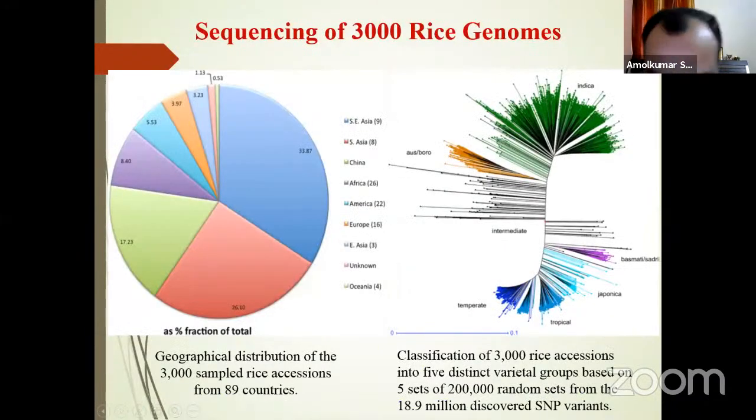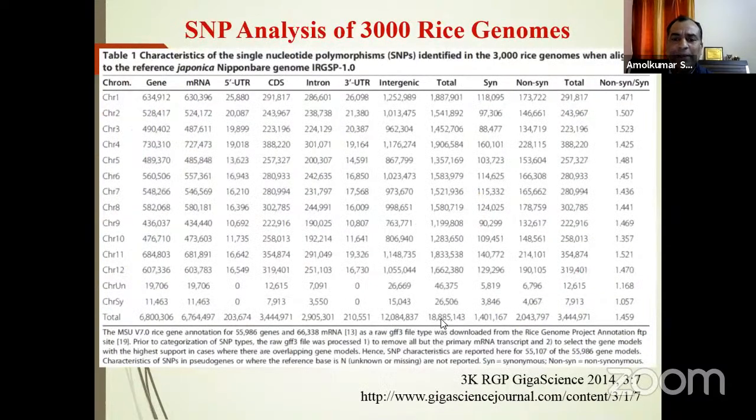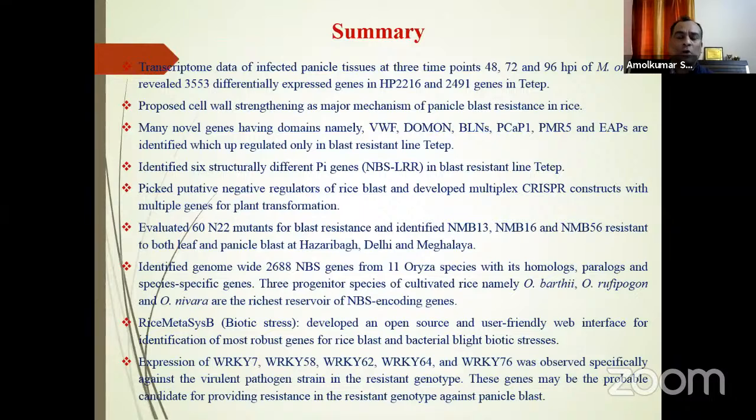Now, in databases, 3000 rice genomes are available from almost 89 countries, and this data is available to all rice researchers. From this database, almost 2 crore SNPs are present. So if we try to characterize these genes, we may get information available on GigaScience and again on SNP-Seek, where we can get this information. So this can be useful for characterizing these genes.